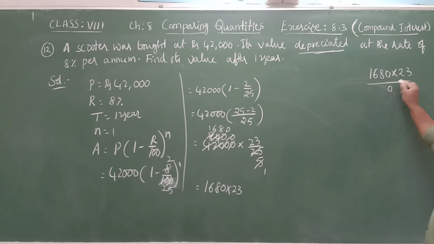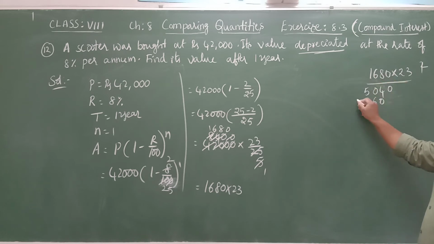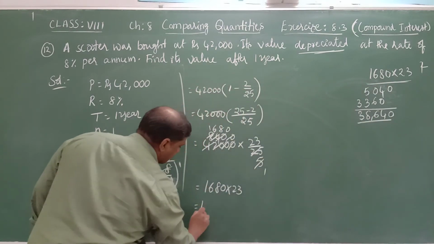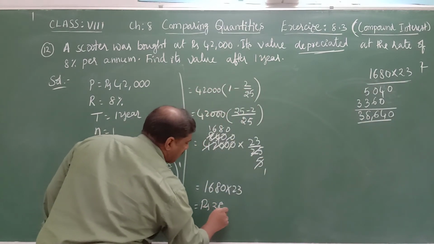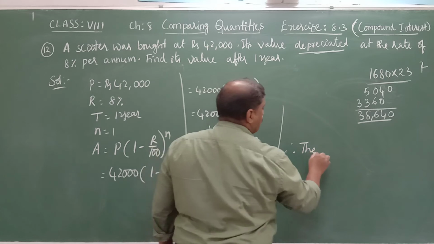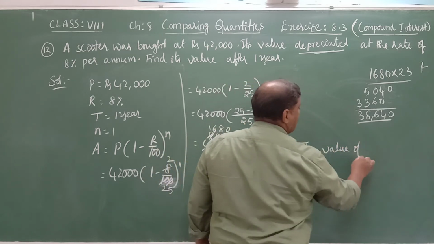3 zeros are 0, 3 8s are 24, 2 is carried, 3 6s are 18 plus 2 is 20, 3 1s are 3 plus 2 is 5. With 2: 2 zeros are 0, 2 8s are 16, 1 carried, 2 6s are 12 plus 1 is 13, 2 1s are 2 plus 1 is 3. Adding up, how much is it? Rupees 38,640 plus... we get rupees 38,614.